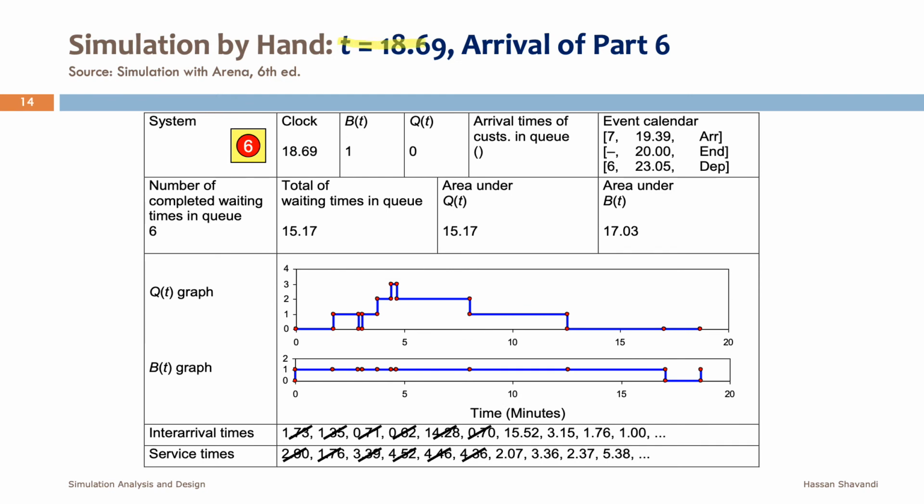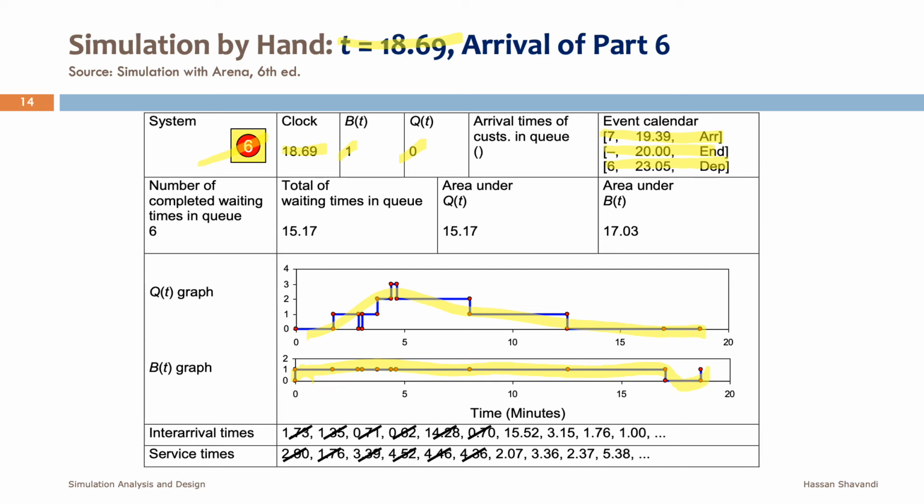Now time is 18.69. As you see here, we have part number 6 in the system. The server is idle, so it goes directly to the machine, and BT becomes 1, or busy. There is no part in the line, and again you see how QT and BT are changing over time. This is the updated FEL, and the next event will be an arrival at time 19.39, for part number 7.